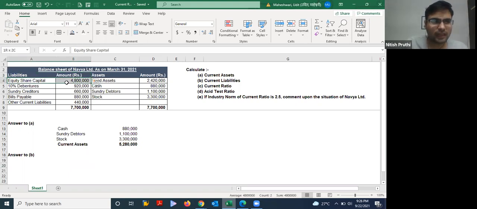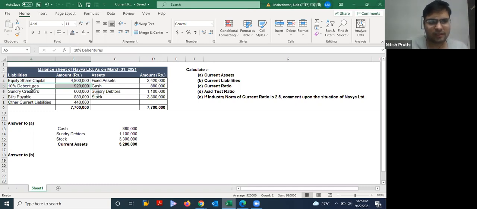You can see equity share capital, debentures. These are basically the capital of the company. So they are definitely not the liabilities. Equity share capital is the equity part, 10% debentures is the borrowings part, long-term borrowings part.